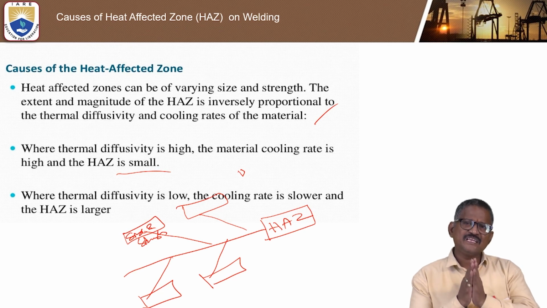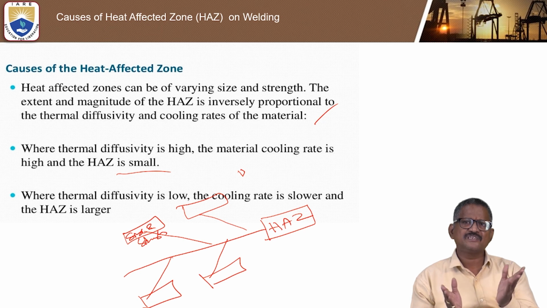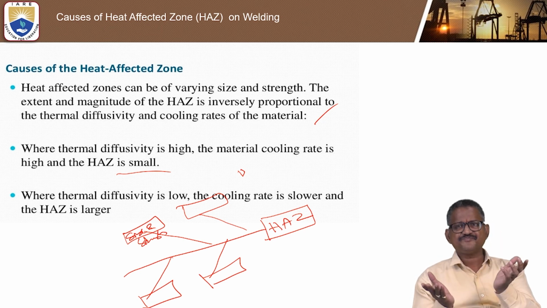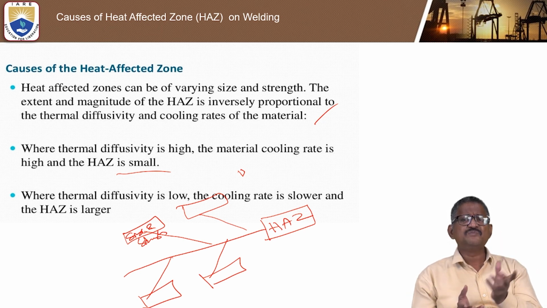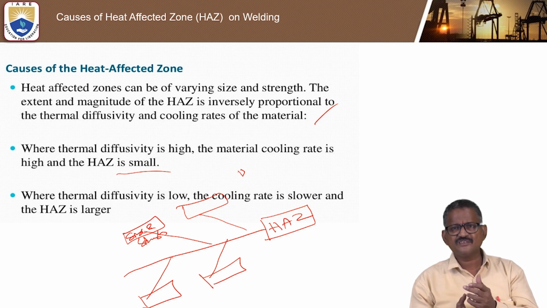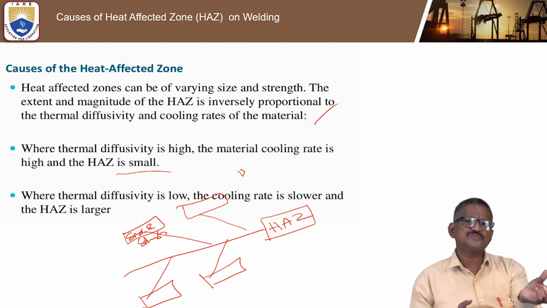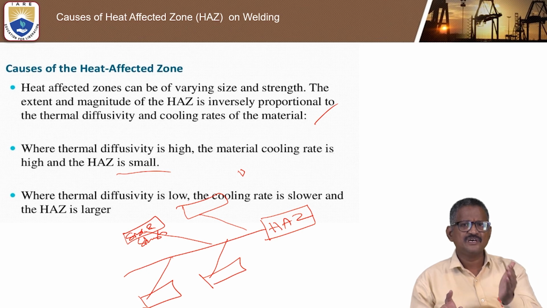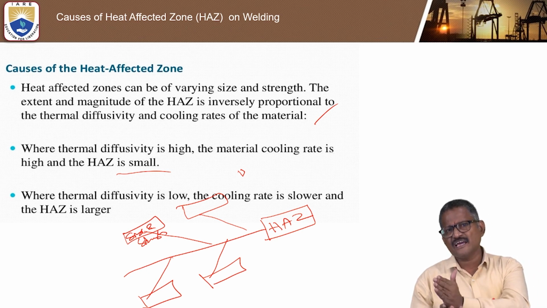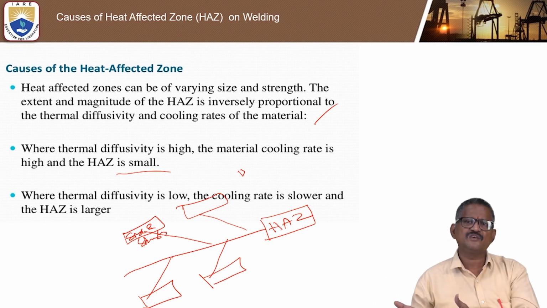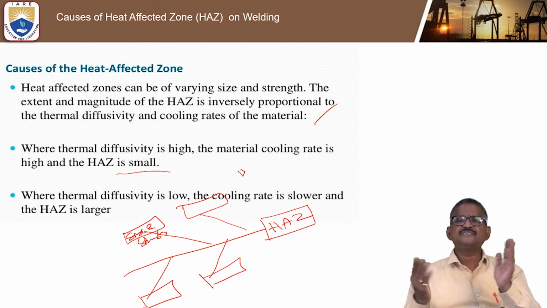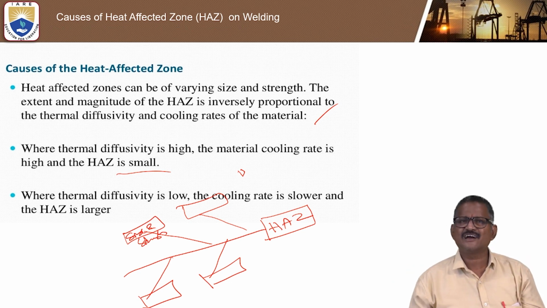So these were the main causes for a heat affected zone, especially varying its size and strength. Obviously, thermal diffusivity and cooling rates of the materials are also inversely proportional to the HAZ. That means if the thermal diffusivity is high, the heat affected zone will be small. If the thermal diffusivity is low, the HAZ will become larger.